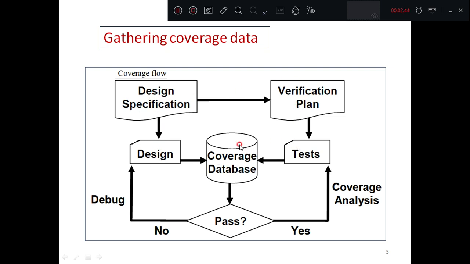Then we have the test, and the coverage database is generated. Then we check whether it has passed or not. If not, we need to debug the design. If yes, we do the coverage analysis. If it is completed, then it is complete. Normally at the end of functional coverage, we get coverage nearly equal to 100%. When we get that, our functional coverage has been completed and we can do the further processing.